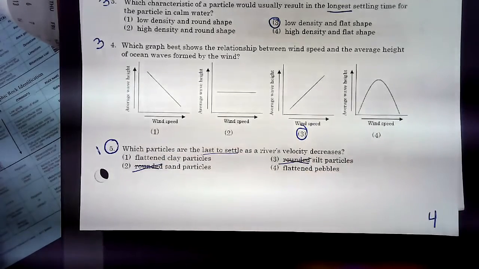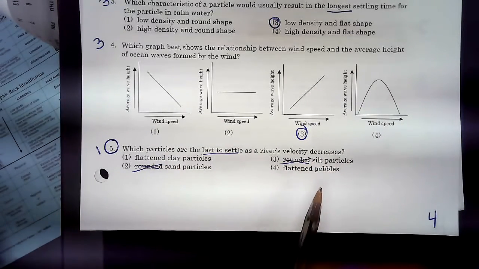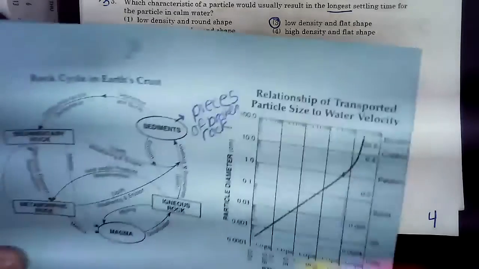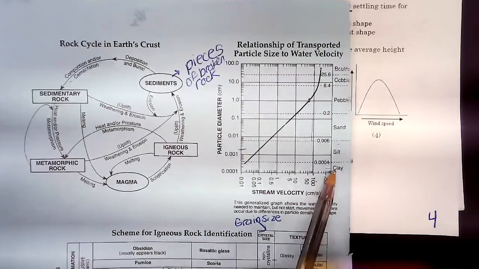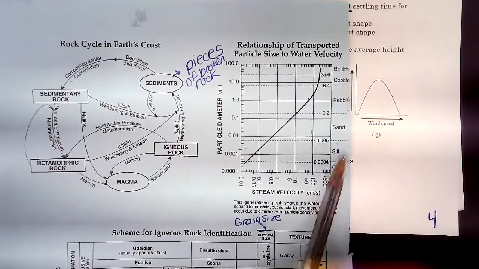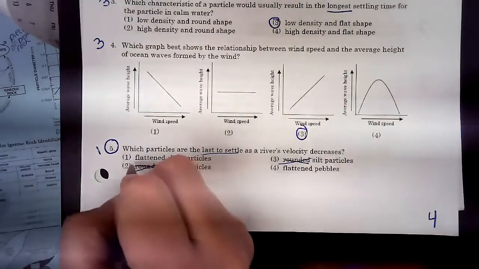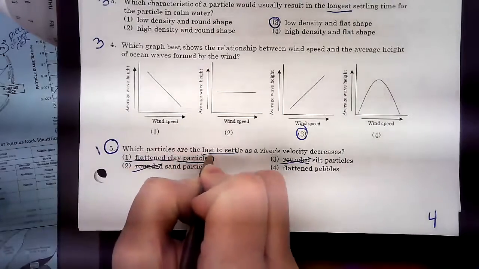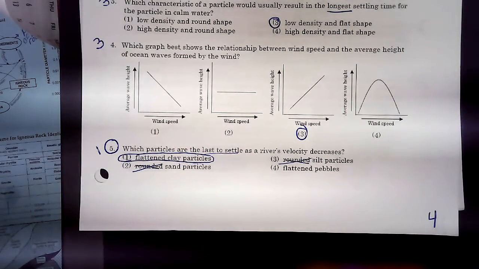So last to settle, round will always settle before flat. So we are looking, is it going to be a flattened clay particle or a flattened pebble? If you remember this chart that we learned about, throwback to chapter 3, clay is the teeniest, tiniest particle. Pebble's a pretty big particle. So saying a clay particle means it's a tiny particle. So the very last thing to settle will be a flattened clay particle. Make sense? Thank you for asking.